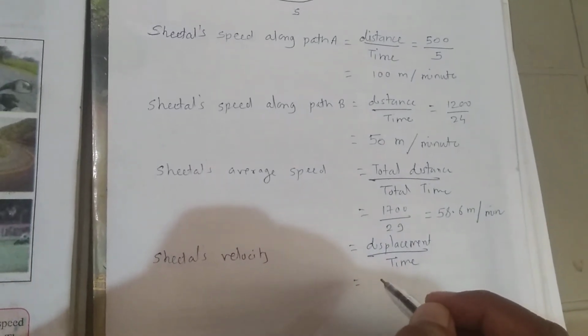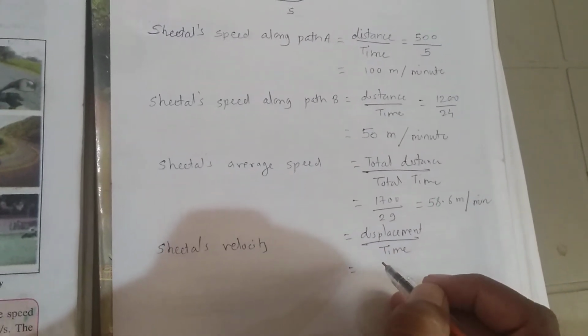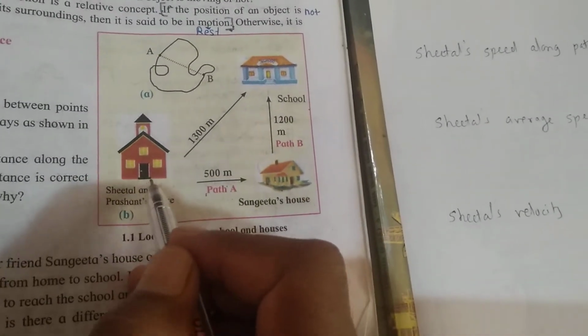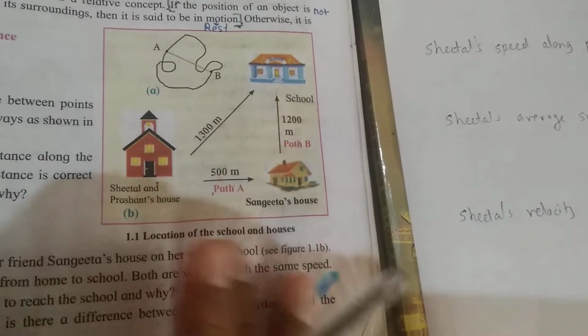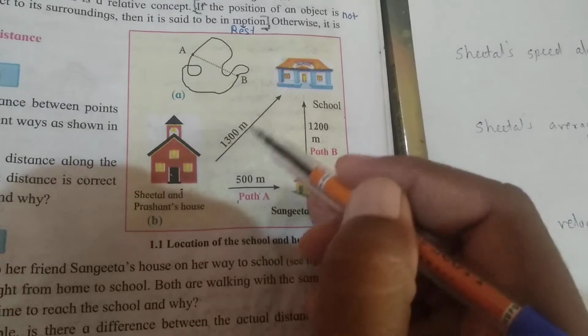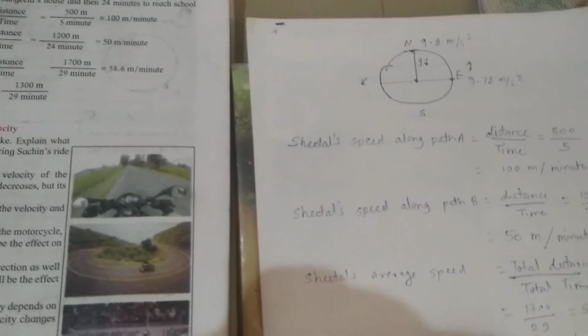Displacement means the minimum distance between 2 points. How much is the minimum distance? It is 1300 meter from point A, from her home to school. The minimum distance is 1300 meter. So it will be 1300 meter.